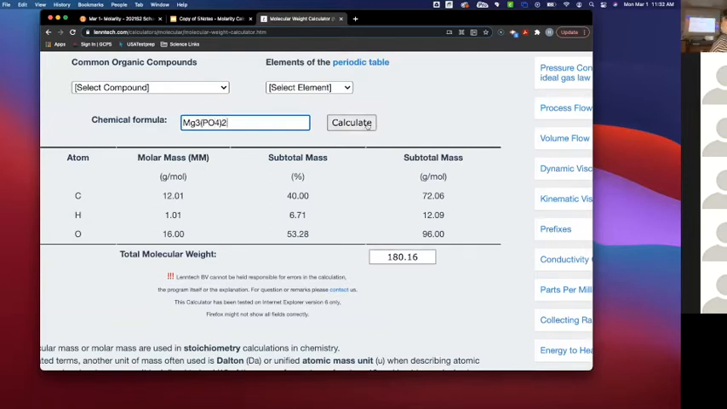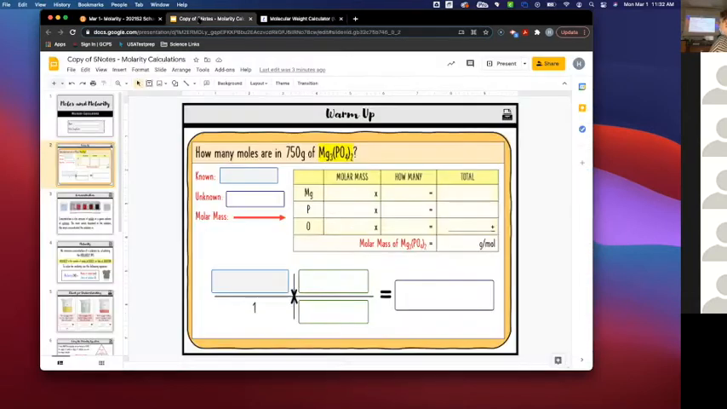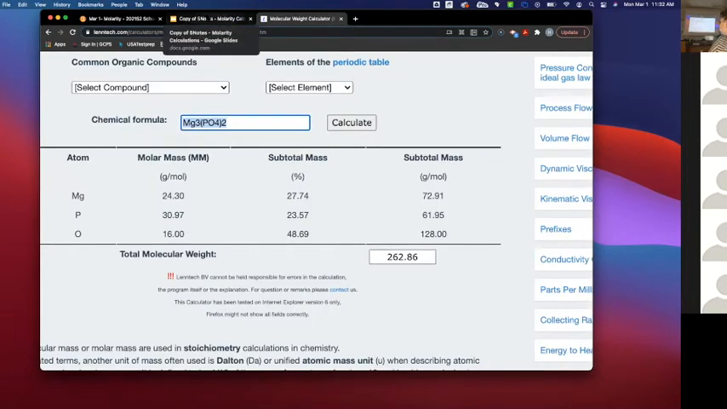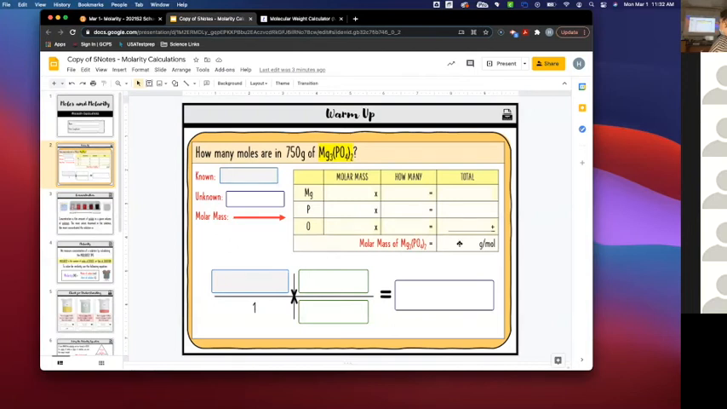Mg3(PO4)2. Just like that. And that's a big number. So on your slide, if you'll just go ahead and put 262.8 right here. Okay, 262.8. And then that way it's there in case you need it. All right. This is a moles to grams, or sorry, grams to moles.